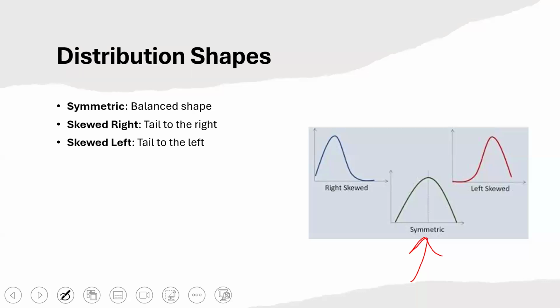A distribution is skewed right if it has a long tail on the right side. This means there are a few unusually high values. Examples include income, where most people earn less than a few very high outliers. A distribution is skewed left when the tail stretches to the left, often due to a few unusually low values. These shapes matter because they affect how we describe the data using averages and spread.